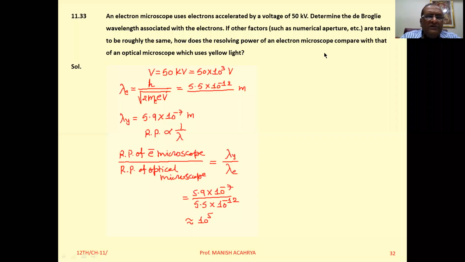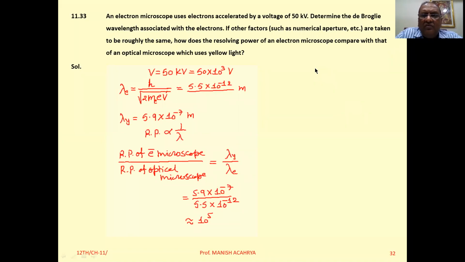Clear? Chalo, 11.33. An electron microscope uses electrons accelerated by a voltage of 50 kilovolt. Determine the de Broglie wavelength associated with the electrons.